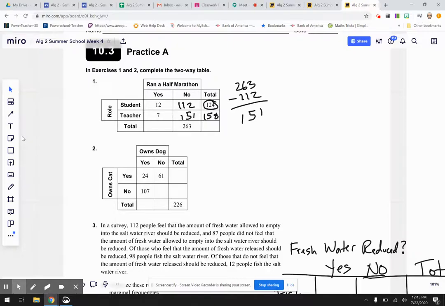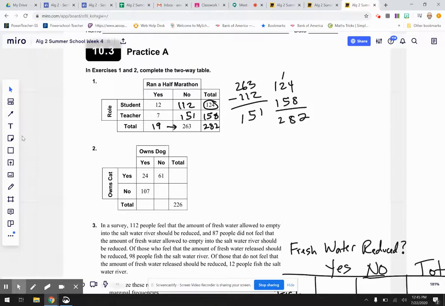Let's see, how many yeses? There were only 19 total yeses, 12 and 7. And then if you look at the two totals for all the people, you have 124 plus 158. You get 282. And that should be what you get if you added those two together. 19 and 263 does give you 282.